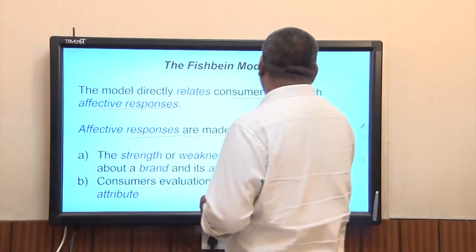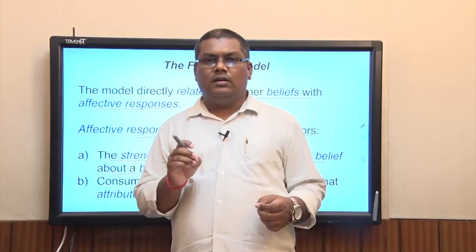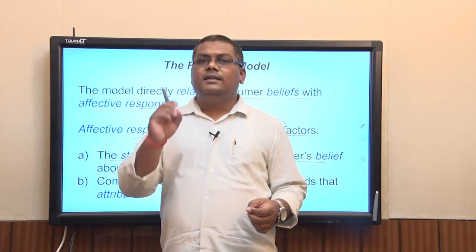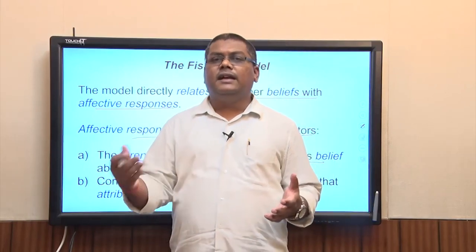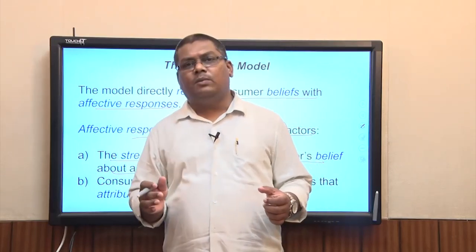Now the affective response is made up of two different factors. The affective response, which is the feeling response of a person towards a particular attitudinal object, is made up of two factors. The feeling that they have about a product or a service is made up of two things. First, the strength or weakness of a consumer's belief about a brand and its attribute. So the feeling develops from how strongly the consumer believes that an attribute of the brand is desirable, how weak or strong he believes a certain attribute of a brand is for him. And this belief comes from the knowledge, how much knowledge he has about the brand, right?